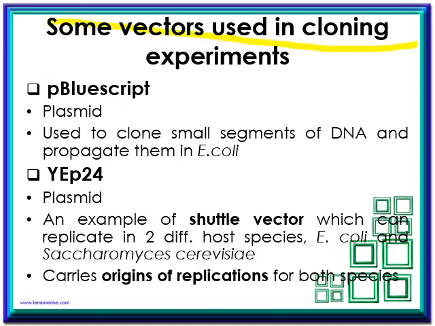Some vectors used in cloning experiments: we have pBluescript. It is a plasmid used to clone small segments of DNA and propagate them in E. coli. We also have YEp24. It is also a plasmid and an example of a shuttle vector, which can replicate in two different host species, E. coli and Saccharomyces cerevisiae. So it carries the origins of replication for both species.